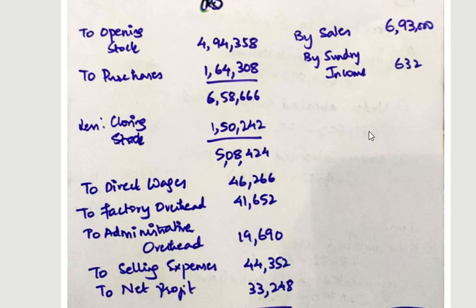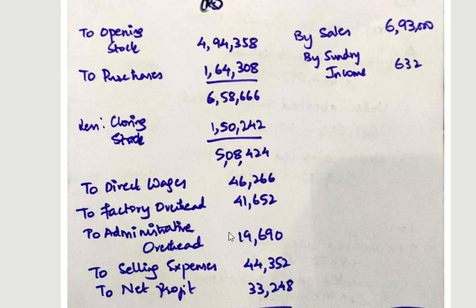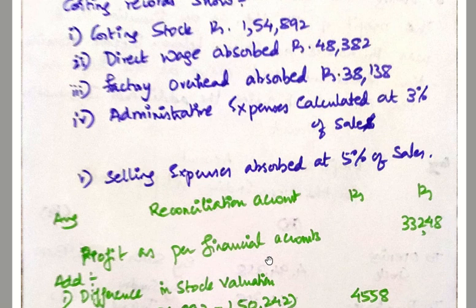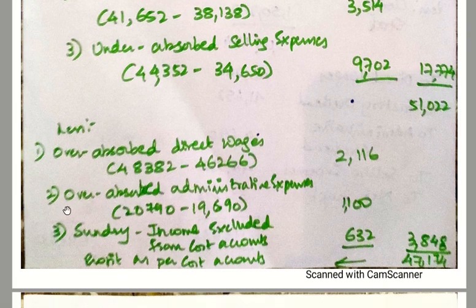Your next item, administrative over expenses calculated at 3% of sales. So what is your sales amount? 6,093,000. So 3% of 6,093,000, you will get the amount to be 20,790. So administrative overhead as per costing book is 20,790, whereas administrative overhead as per financial book is 19,690. So meaning to tell administrative overheads is over absorbed, so you're supposed to add it, but here we will minus it because it is the inverse, over absorption of administrative overheads. 20,790 minus 19,690, which is 1,100.